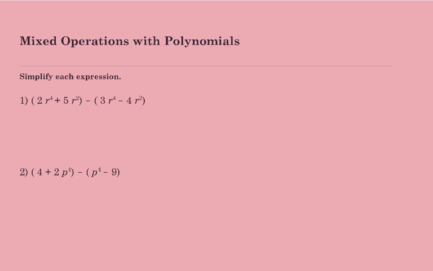Alright, so now you're on mixed operations with polynomials, which brings together everything. Simplify each expression. Well, I've got 2r to the 4th plus 5r squared minus 3r to the 4th minus 4r squared. Remember, at this point, you've probably figured out which way you prefer to do, whether it's distributing that negative, rewriting it vertically, however. So if you do it a little differently than me, more than fine.